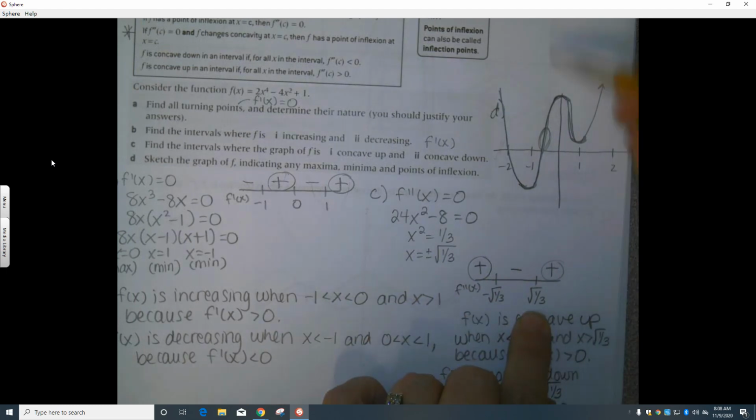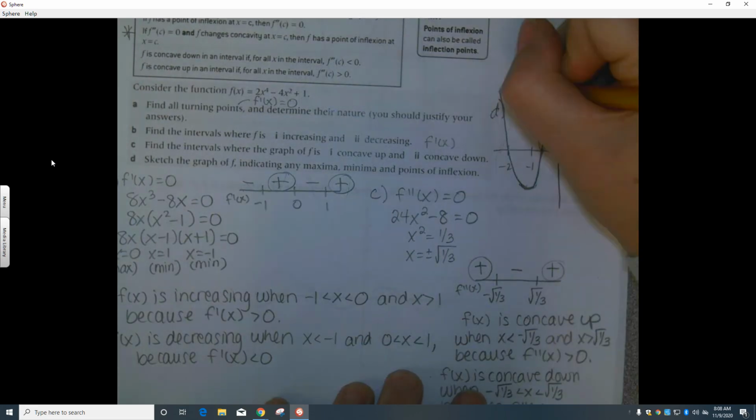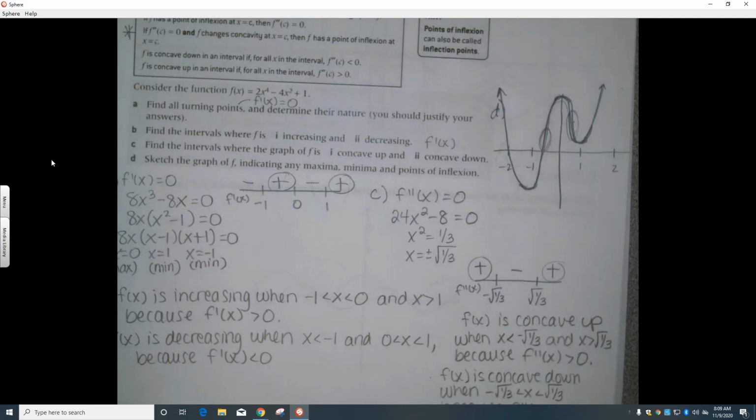Now at positive root 1/3, same thing happens. It switches from being concave down back to concave up. And so yes, somewhere in there it did switch. So that's how we're going to sketch some of those graphs.